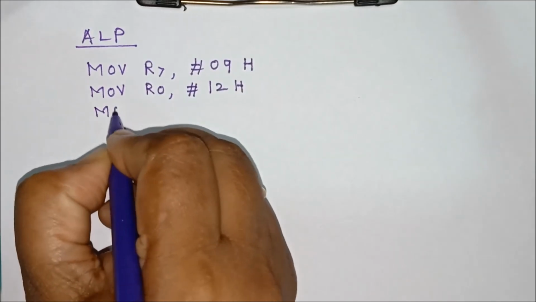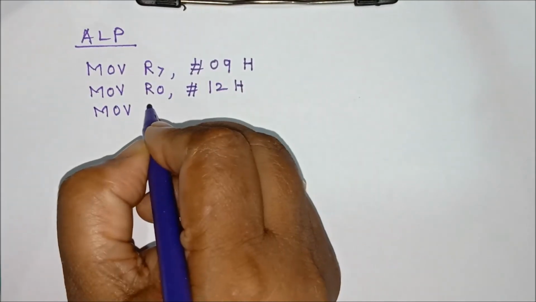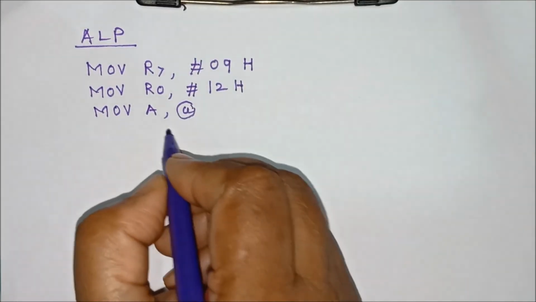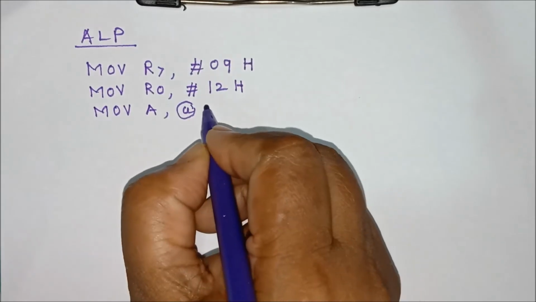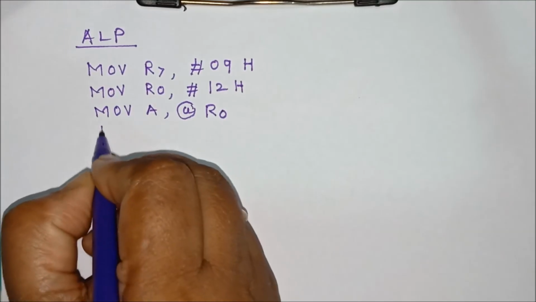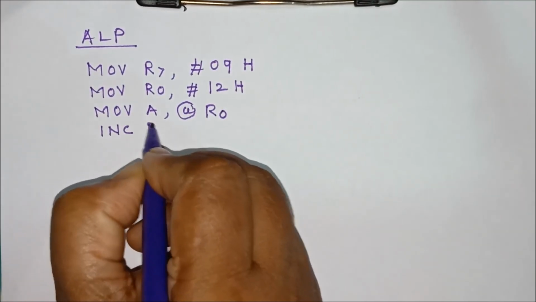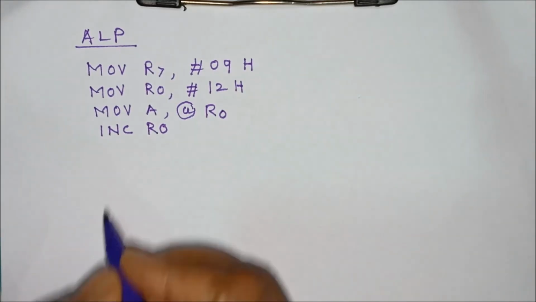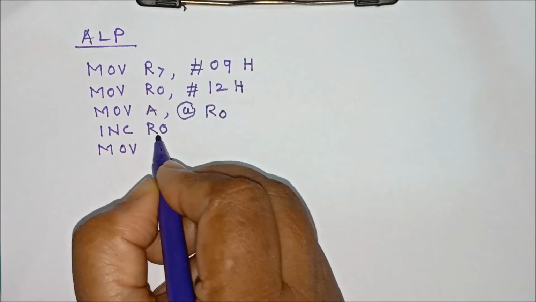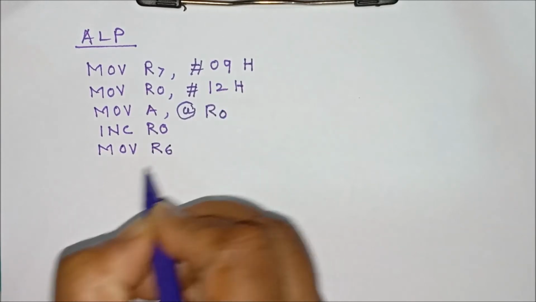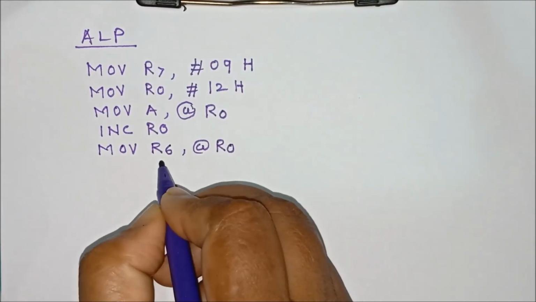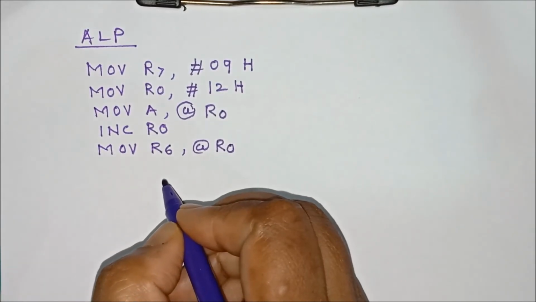Next we'll move the contents of this memory location 12H and store it into accumulator. So we'll use indirect addressing mode, MOV A, @R0. So first number is stored in accumulator. Then we'll increment this pointer, so INC R0, and we'll move the contents of memory location pointed by R0 in register R6. So MOV R6, @R0. So second number is now stored in register R6.